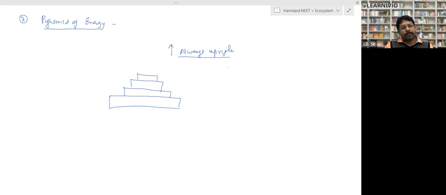This was the last pyramid. So tell me if you have any doubt regarding the pyramids. By the way, it was very easy. Go through it with the help of your NCERT or whatever textbook you have, and in case you have any doubt regarding the pyramids, please ask me.